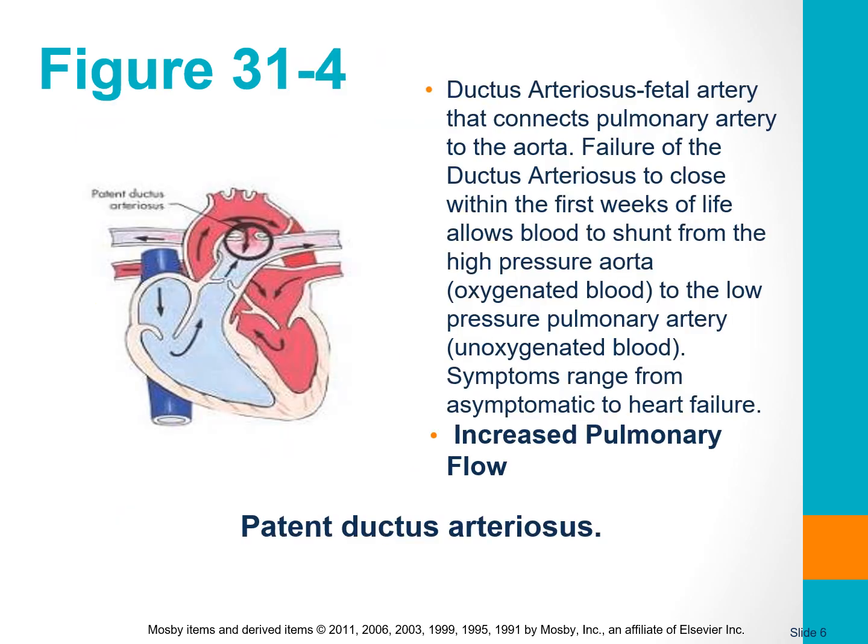Okay, so the first one here, a patent ductus arteriosus. Remember that the ductus arteriosus is a fetal artery that connects the pulmonary artery to the aorta. While in utero, this is on purpose, okay? But it should close when the baby is born. Failure of the ductus arteriosus to close within the first few weeks of life allows blood to shunt from the high pressure aorta to the low pressure pulmonary artery, which is unoxygenated blood. This is a mixture of the blood as well, but ultimately what it does to the heart is it increases the pulmonary flow.